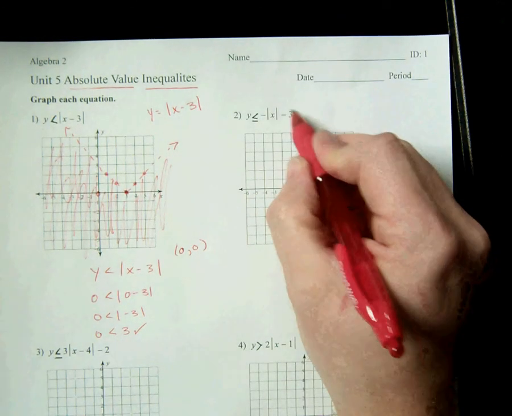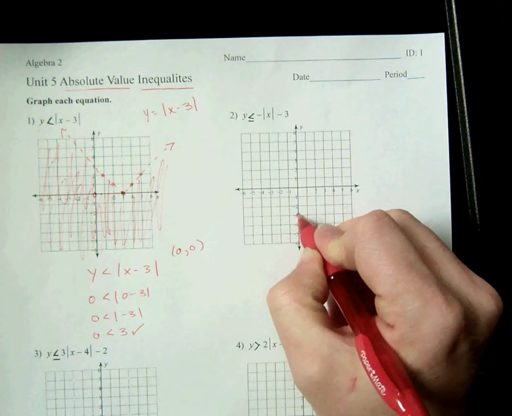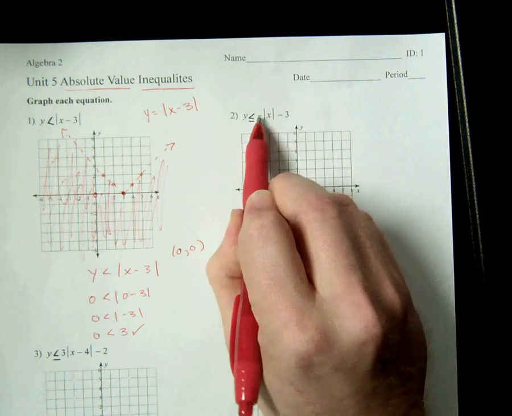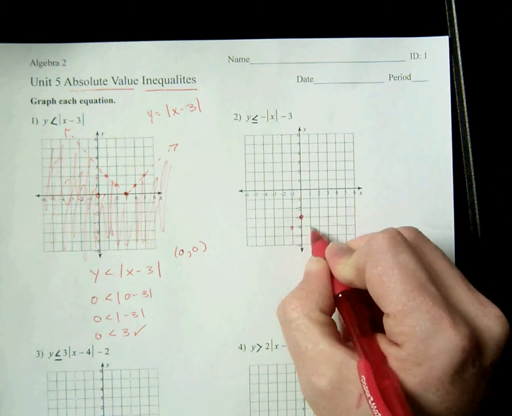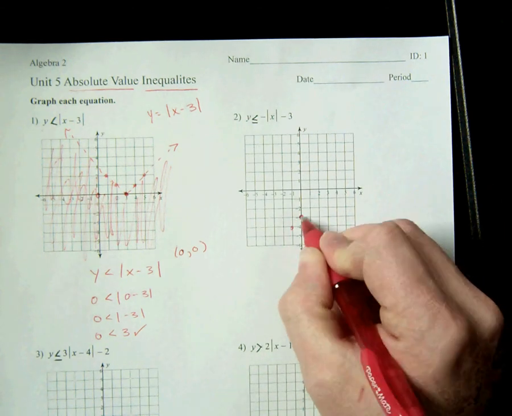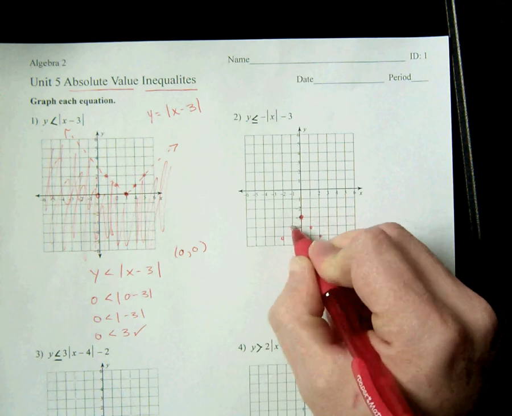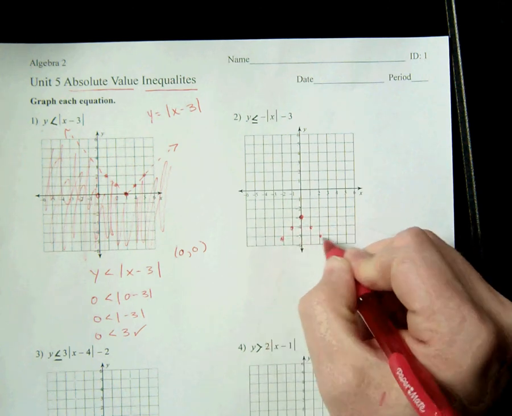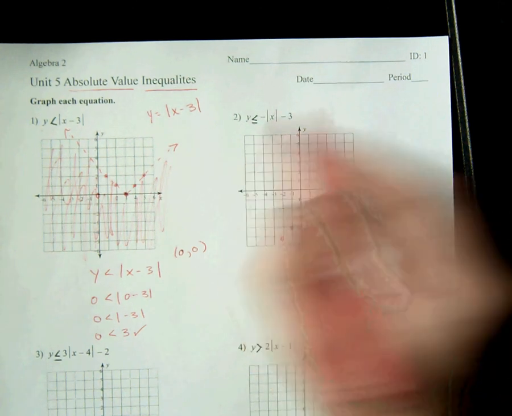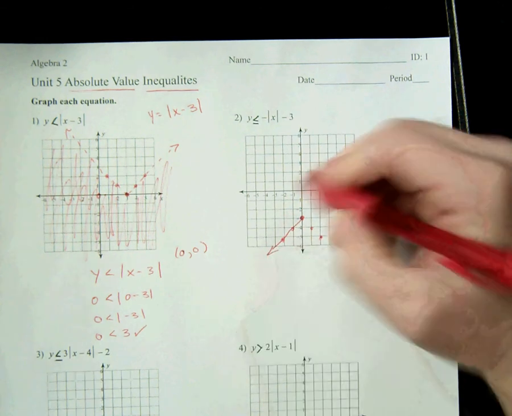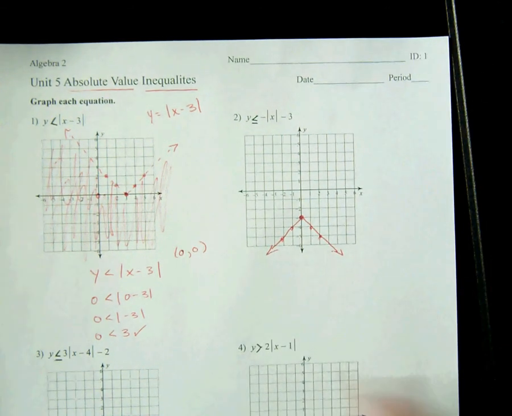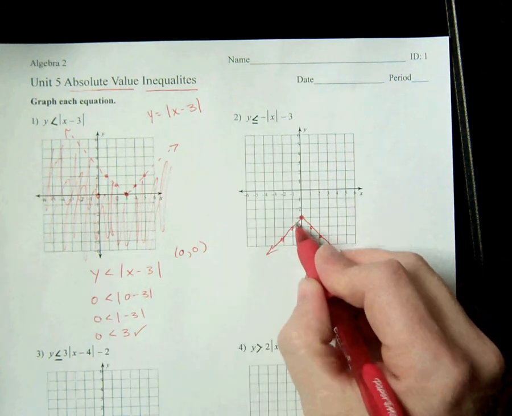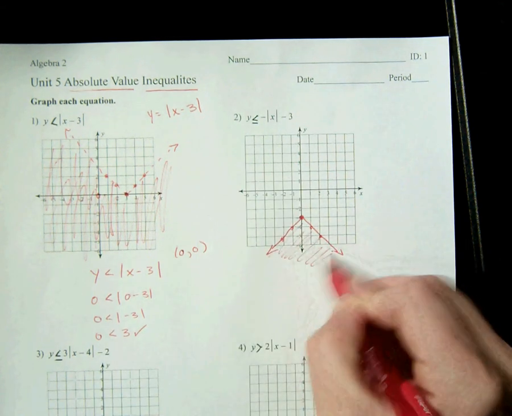So over here, this one goes down 3, which is where your vertex will be, and it reflects across the x-axis. So now it's going to go down, and it doesn't stretch or shrink, so over 1, down 1, over 2, down 2 is still the same. It's got an or equal to, so I will follow those lines with a solid line. And then it's y is less than. So I go on the graph and I shade below.